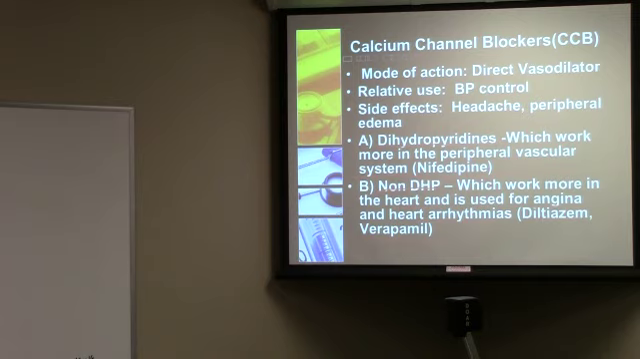We talked about the two classes, the dihydropyridines and non-dihydropyridines. And the two non-dihydropyridines are going to be diltiazem, verapamil. We talked about that last week. So if I ask you a question such as, what type of patient would you typically see taking a dihydropyridine, you would say? If I said you have a patient who is taking a non-dihydropyridine, what type of patient might this be? You would say, there you go. See how easy this is?